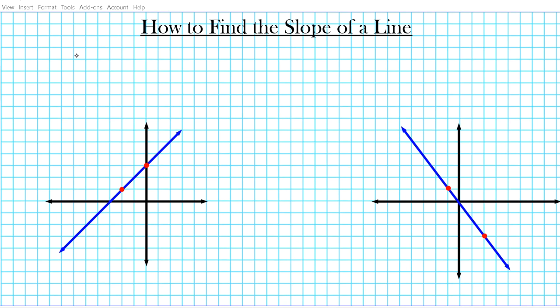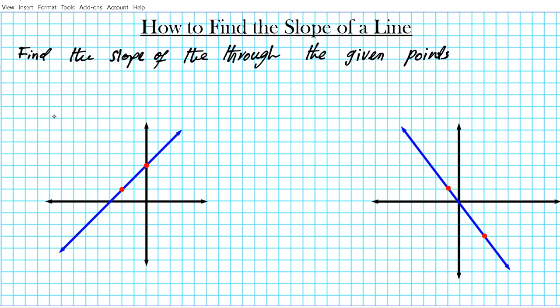The instructions for the examples we're working on are as follows. We're to find the slope of the line through the given points. Let's take a look at number 1. We're going to be using the slope triangle to figure this out. Another thing that you can keep in mind is that you can use the orientation of the line to determine what the sign of your answer is going to be.